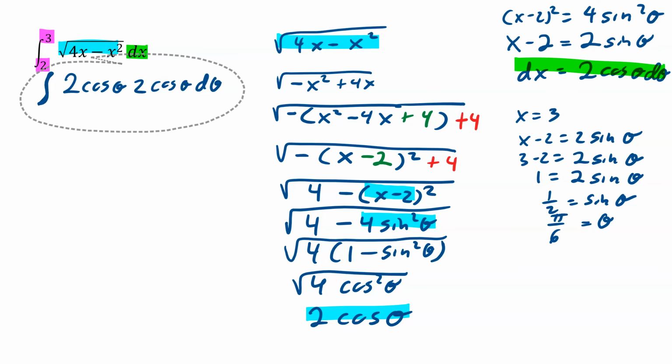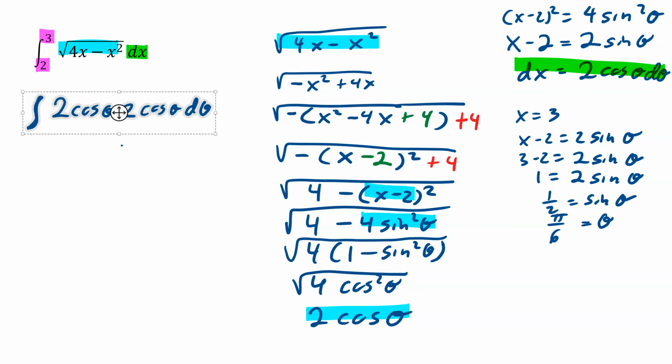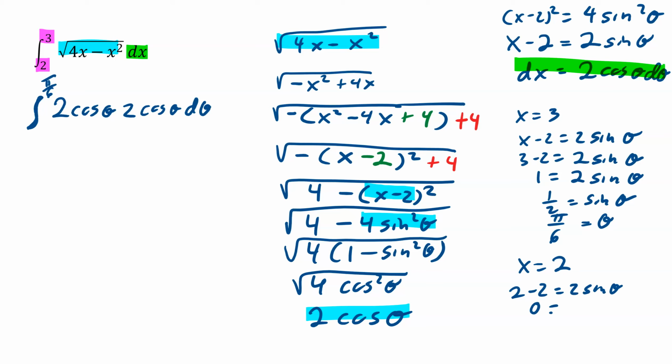Let me move this down a bit. Perfect. So we get pi over 6 for the 3. Now, x equals 2, that would be 2 minus 2 equals 2 sine theta. That's 0, so I don't have to even solve it. Theta equals 0. So we're going from 0 to pi over 6. And again, we do this instead of waiting to the end because then we don't have to worry about setting up the triangle or anything. All right, so 0 to pi over 6, we put 4 cosine theta squared d theta.